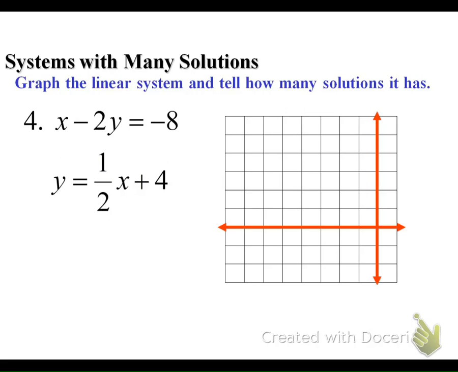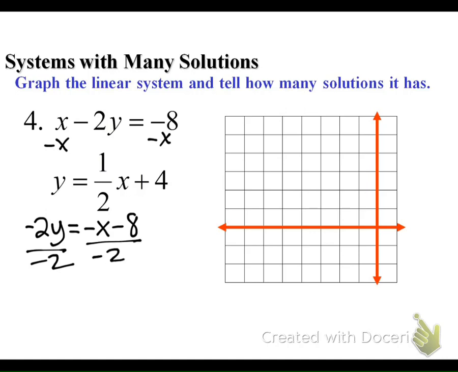How would I start on that first equation? Minus x. Yeah, I want to subtract x. So we have negative 2y equals negative x minus 8. Then divide everything by negative 2. So I'm getting y equals 1/2 x plus 4.